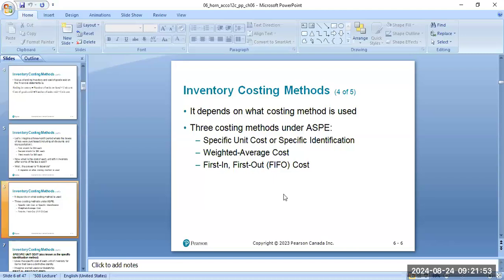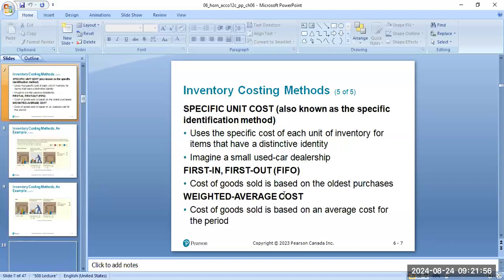We're going to go over those methods one after another. I'm just giving you some ideas in the beginning. First, specific unit identification uses the specific cost of each unit. A perfect example is the car dealership, which you have here as an example. I'll tell you another example: let's say you're a retailer selling houses. You have 10 houses in your inventory for sale. For those houses, you're not going to use a weighted average cost when you're selling them.